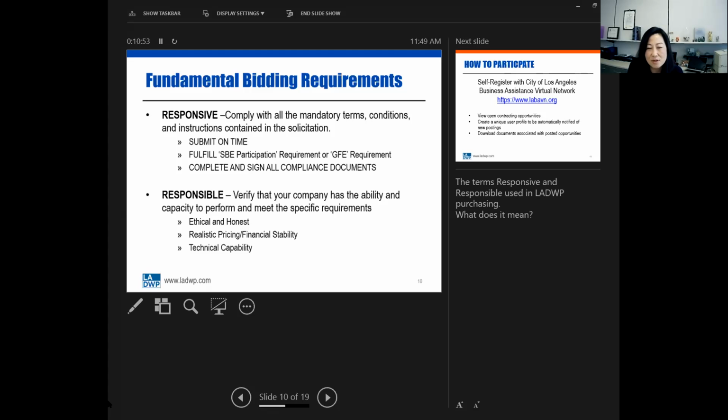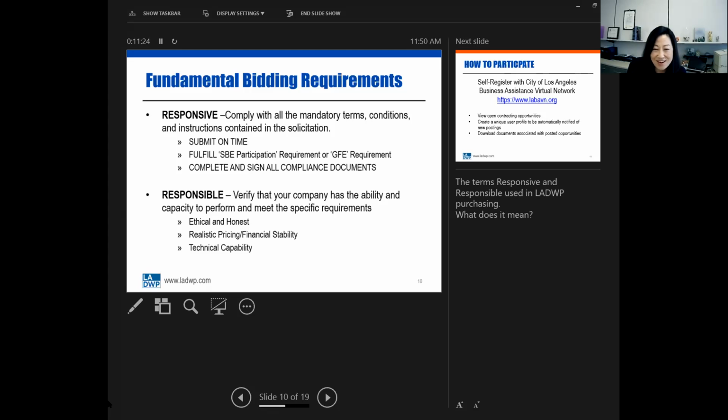The other part of being a fundamental bidding requirement is being a responsible bidder. This means that you will need to verify that your company has the technical ability and the capacity to perform and meet the specific requirements. It's about having the capacity to do what you say you're going to do and promise that you're going to be able to deliver. That's really important. So that means when you're pricing things out, even though you think, oh, it's the lowest bid, don't try to undercut the bid and think, oh, I'll take a loss this time so I can get my foot in the door.